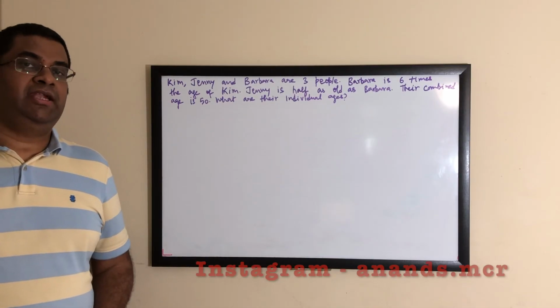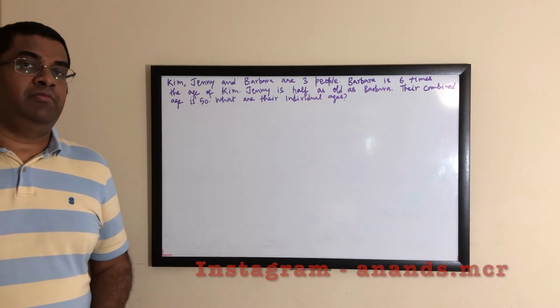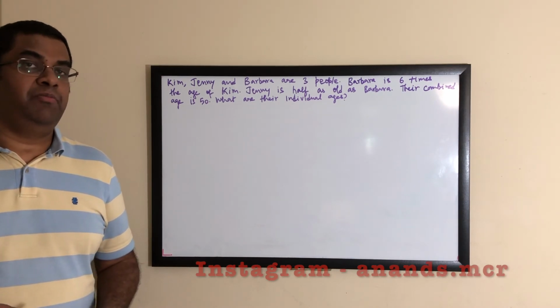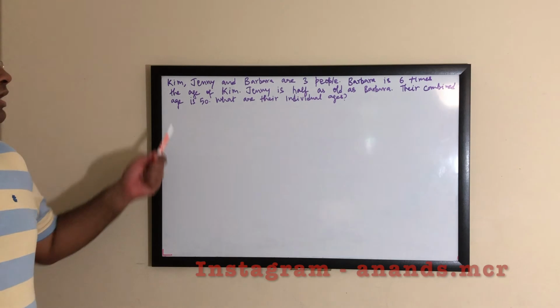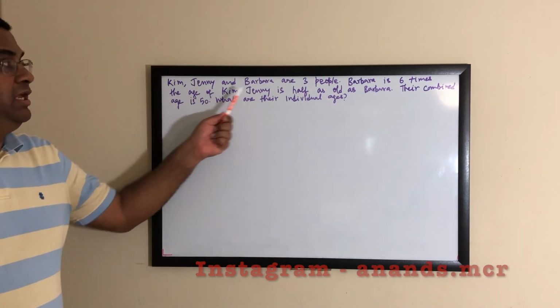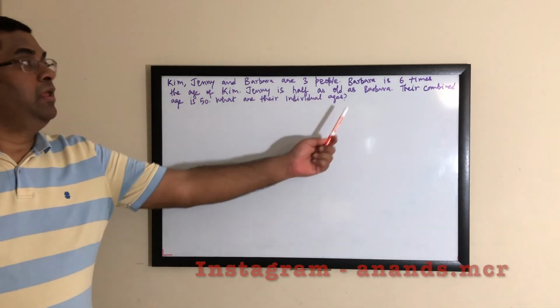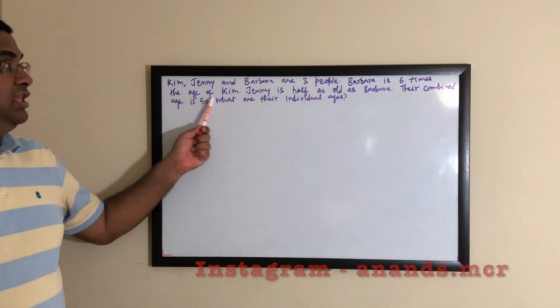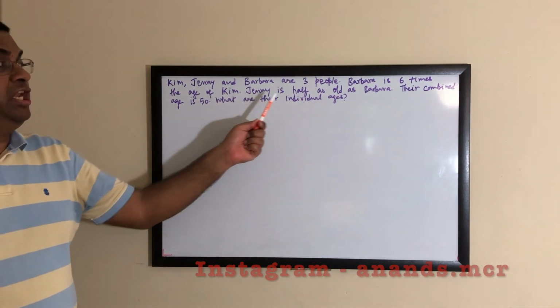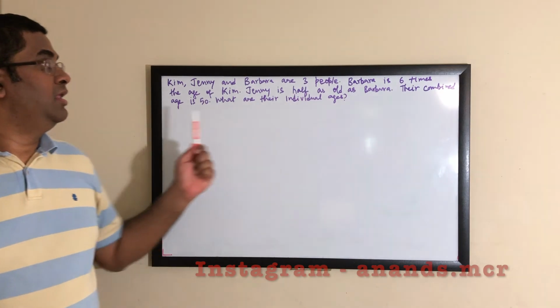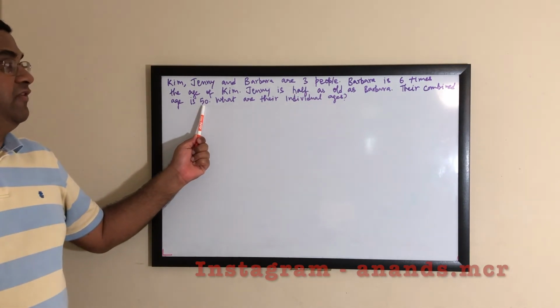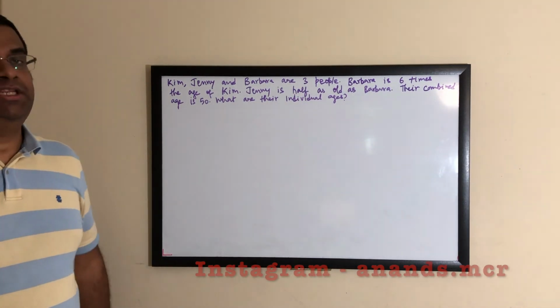Friends, now actually let us look at a different type of problem that involves 3 people and we compute their ages. Let me read out the problem. Kim, Jenny and Barbara are 3 people. Barbara is 6 times the age of Kim. Jenny is half as old as Barbara. Their combined age is 50. What are their individual ages?